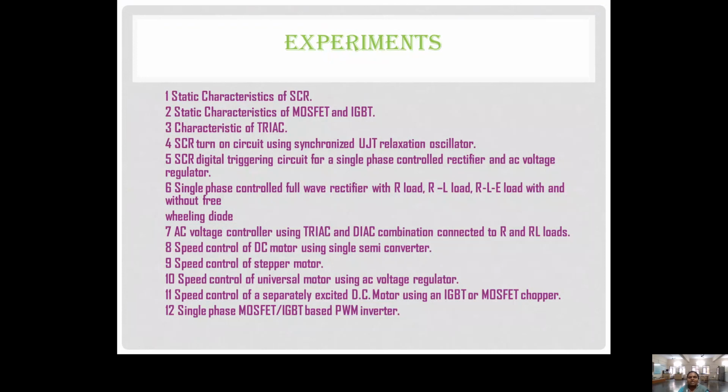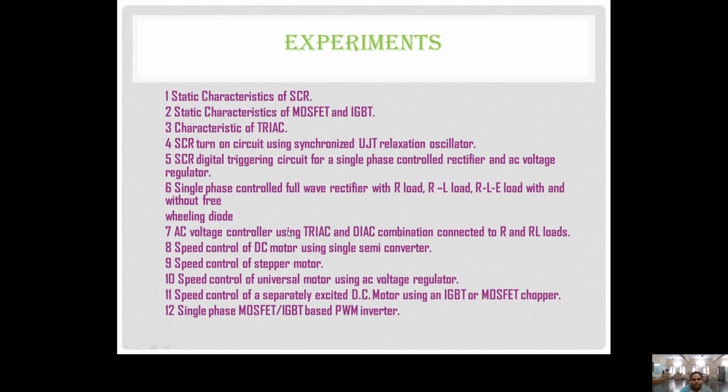And next, these are some of the experiments we are going to do in our lab. The first one is static characteristics of SCR, and next is characteristics of MOSFET and IGBT, and next is characteristics of TRIAC, then SCR turn on circuit using UJT relaxation oscillator. Fifth one is SCR digital triggering circuit for single phase control rectifier and AC voltage regulator. And sixth one is a single phase controlled full wave rectifier with different loads R, RL and RLE.